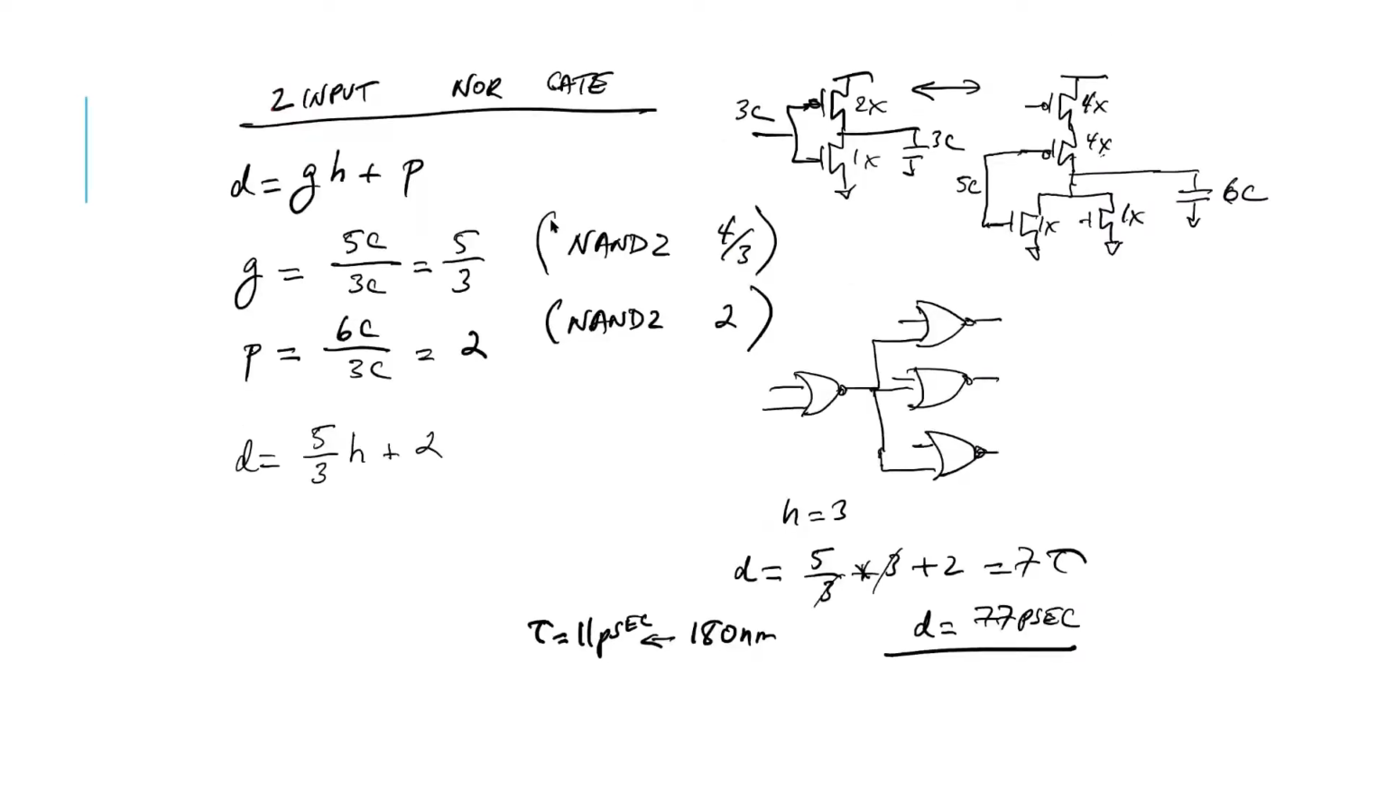Okay, so that was the 2-input NOR gate. Did everybody kind of follow that? I just have a quick question about how you got 6 capacitance for the NOR gate on the right. So this one here? Yeah, I was just kind of lost how you got that. Gotcha. Okay, so let's look at it. Maybe let me break it down.